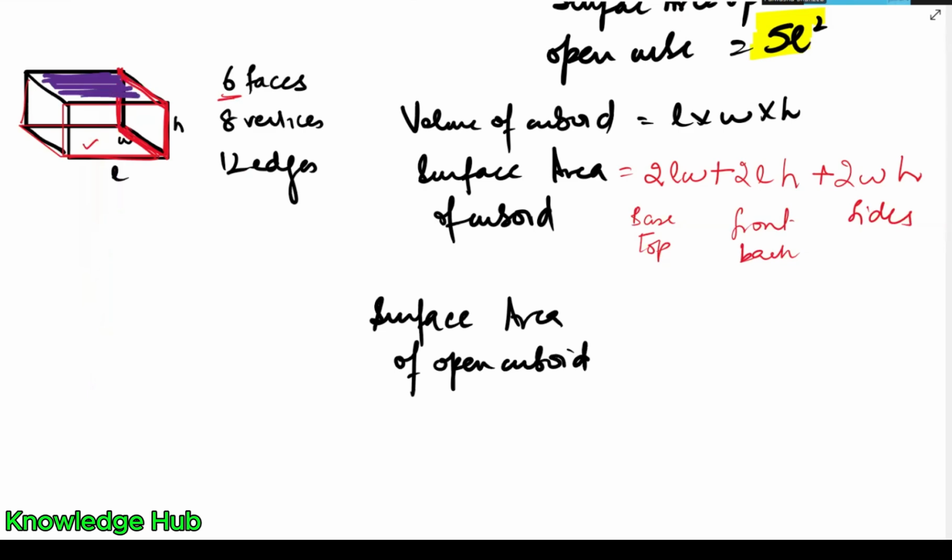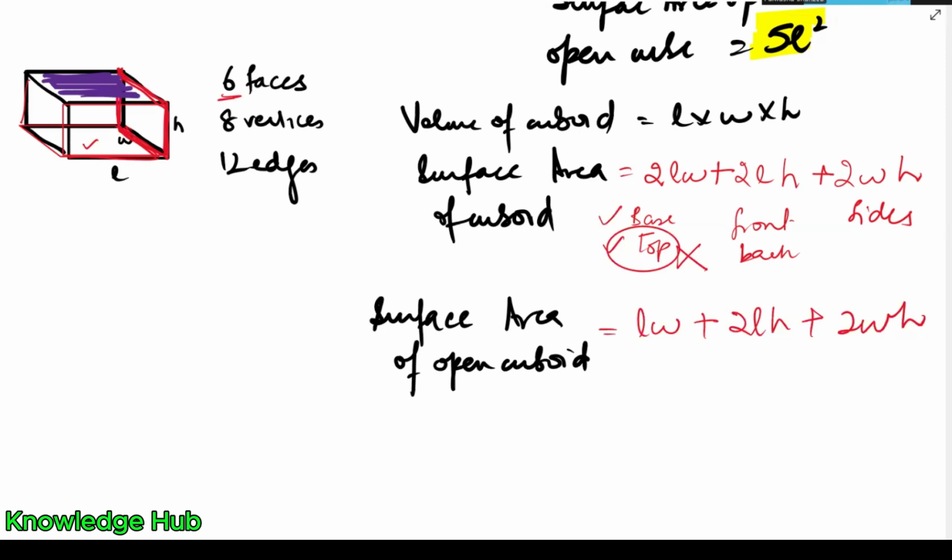Let's come over here. This was the formula for the surface area of a cuboid: 2 times length width, which includes the base and the top. Now we are going to exclude the top face, so it would be LW instead of 2LW, and the rest of the formula remains the same: LW plus 2LH plus 2WH. I hope it's clear.